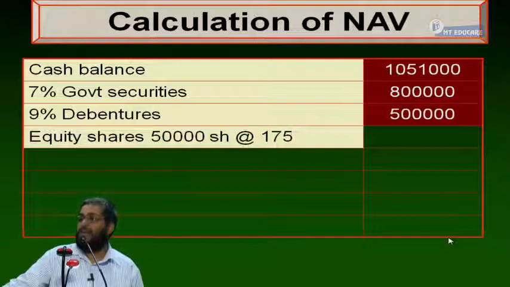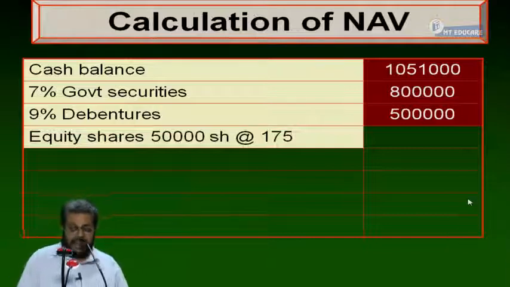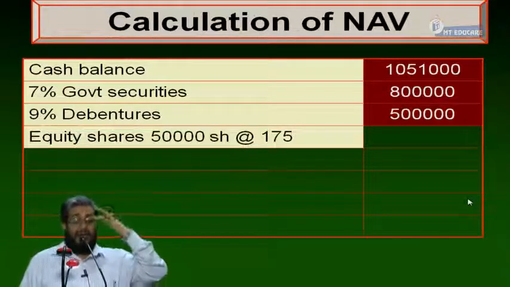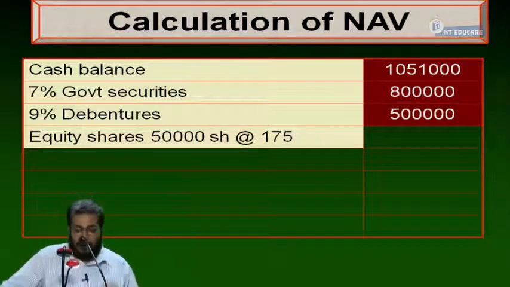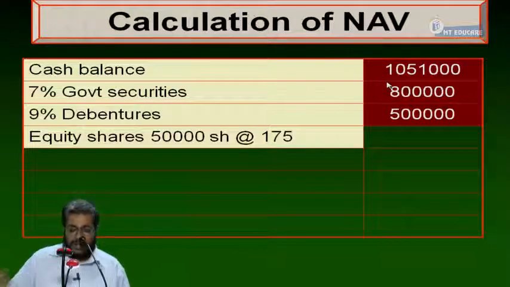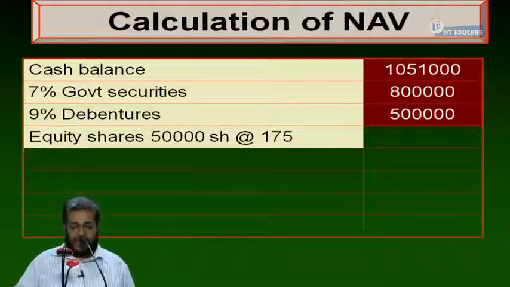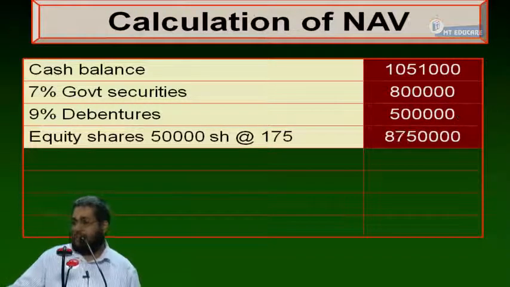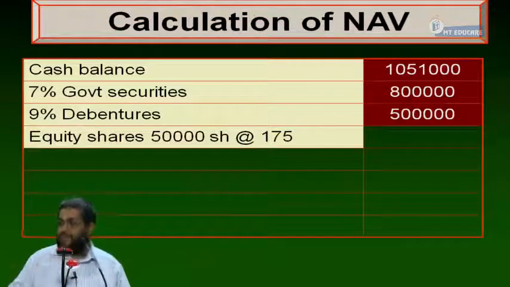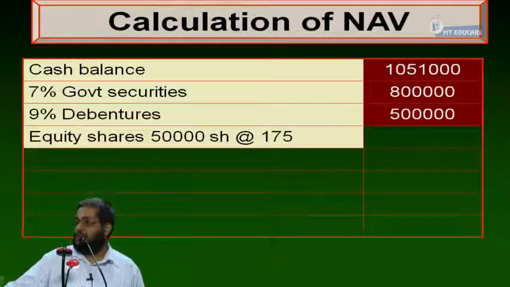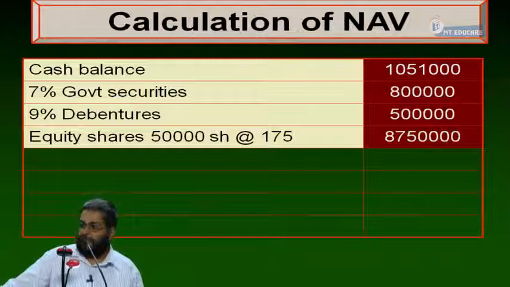Next, equity shares. These are listed securities; unlisted are different. Listed should be valued at par or current market price? Current market price. I bought at 160, now it will be trading at 160 or more. It is how much percent? 175% of par value. How much rupees here? 175 rupees. Trading at 175 rupees. 50,000 into 175 gives how much? 87,50,000. This is the value of the equity shares.